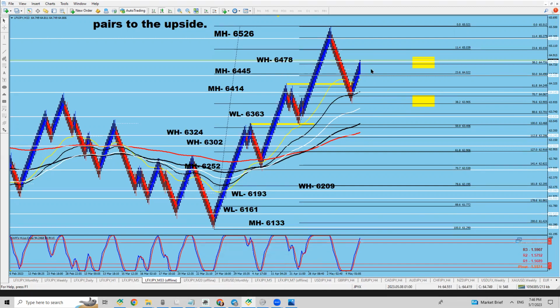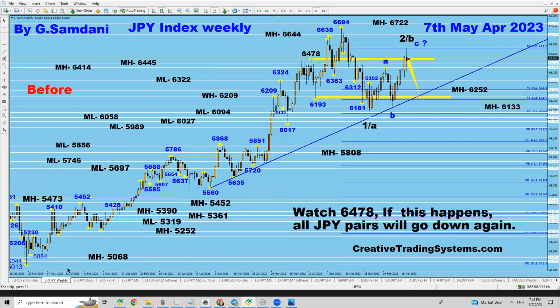All right. So this is a very, very important chart here. If we start dropping, like this one is Elliott wave or harmonic pattern, you can say Elliott wave, a B. If it is finished here, we're going to drop all the way here. And if that happens, all yen pairs will be going down again. With that, 64.78 is the key number to watch, and I'll be watching it, and I'll be taking my trades accordingly. Okay.